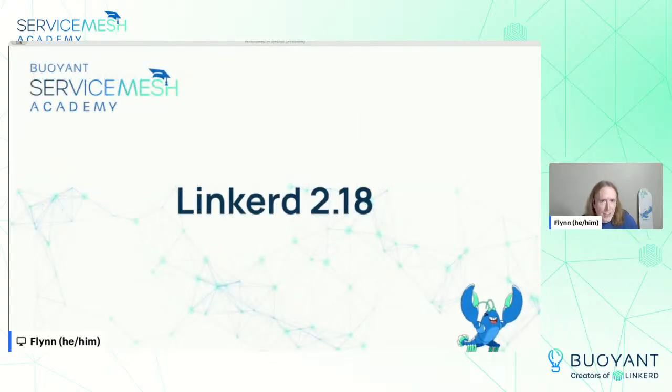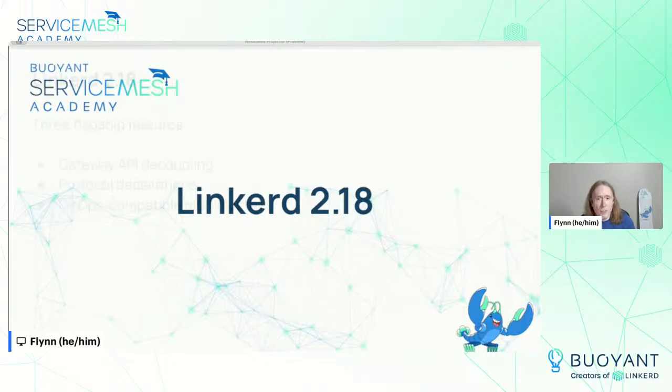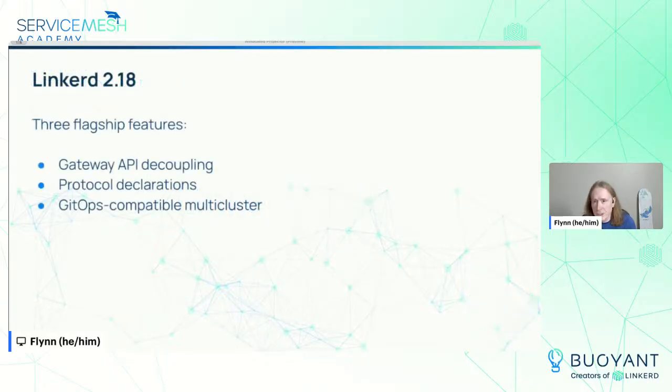All right. That's Linkerd, the really quick intro. Linkerd 2.18 is our latest major release of Linkerd. It came out in April, and it brings to the table 3 flagship features. We have decoupled Linkerd from the Gateway API CRDs. We have added protocol declarations, and we have added GitOps compatible multi-cluster functionality, which a bunch of people were asking about. We're going to talk about all 3 of those in some detail.